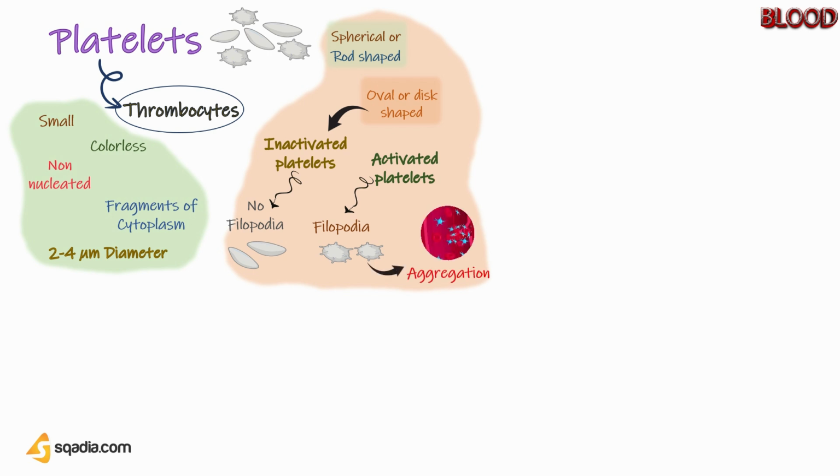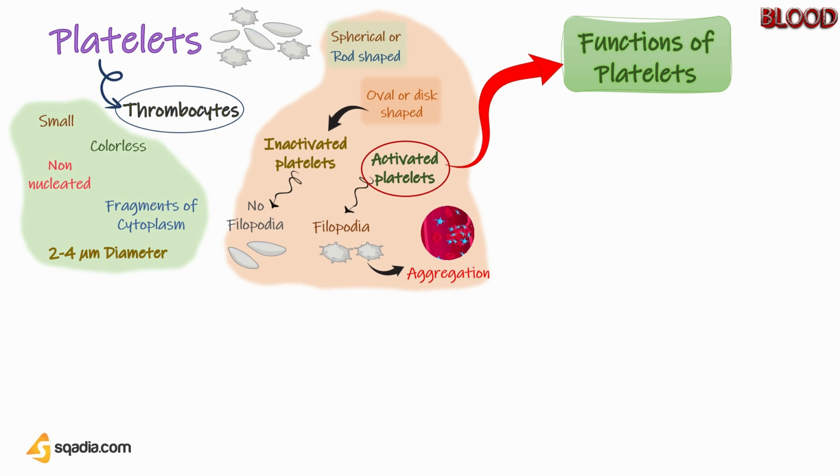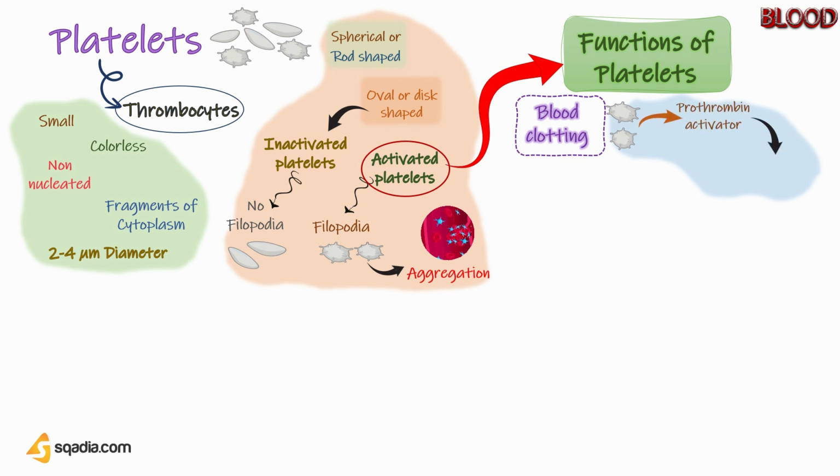Normally, platelets are inactive and execute their actions only when activated. Activated platelets immediately release many substances. Functions of platelets are carried out by these substances. So, platelets play a role in blood clotting. Platelets are responsible for the formation of intrinsic prothrombin activator. This substance is responsible for the onset of blood clotting.